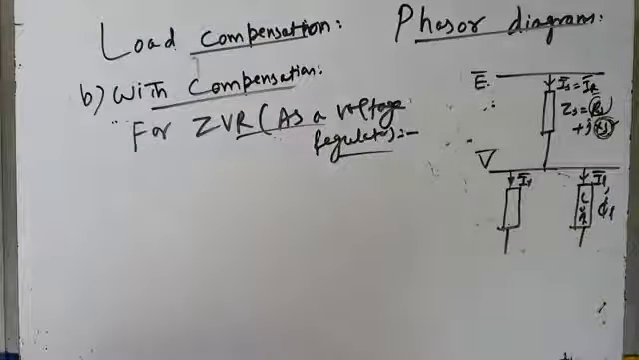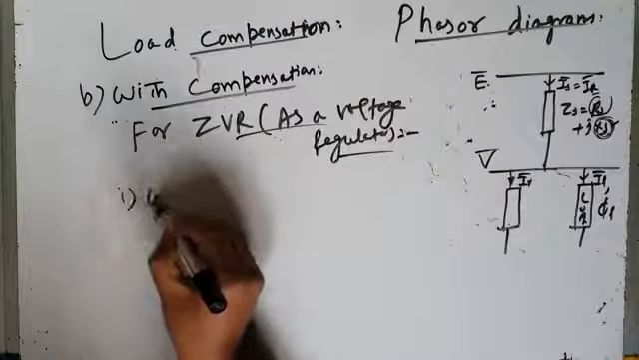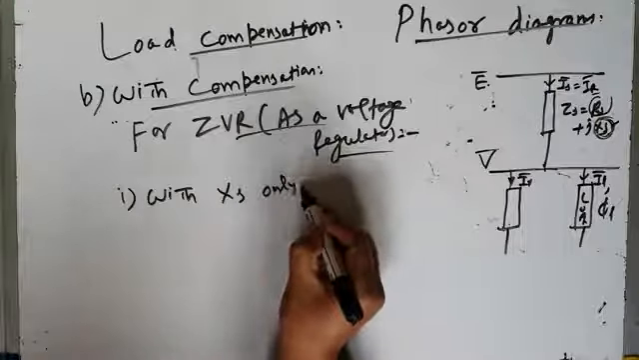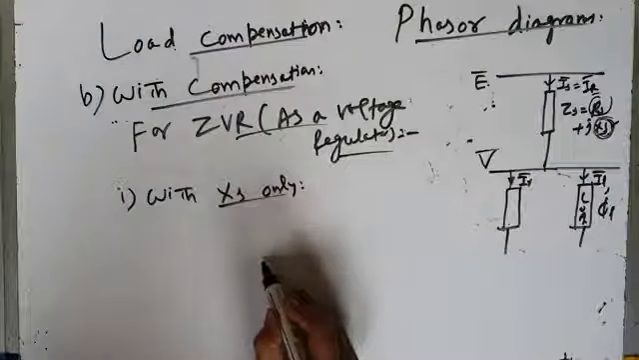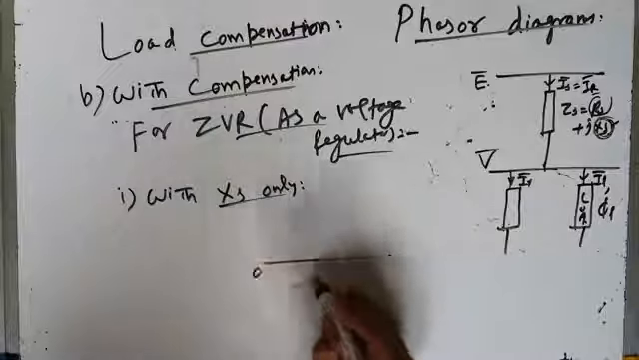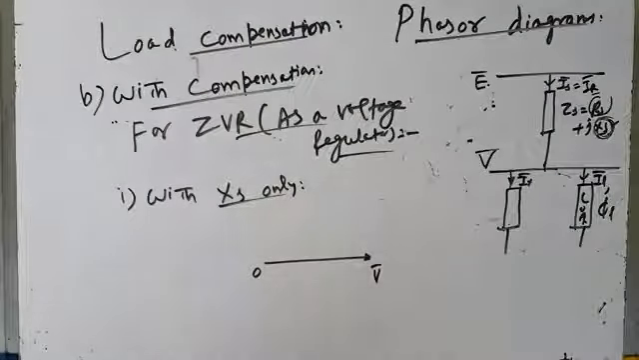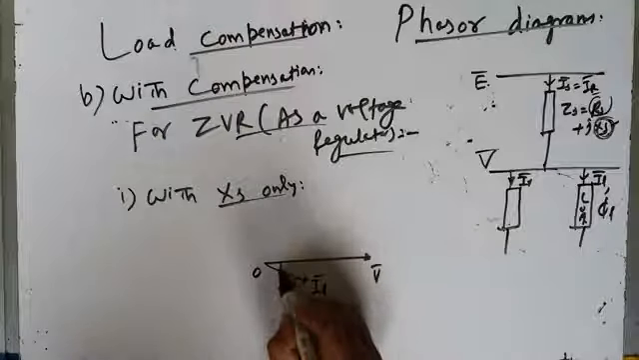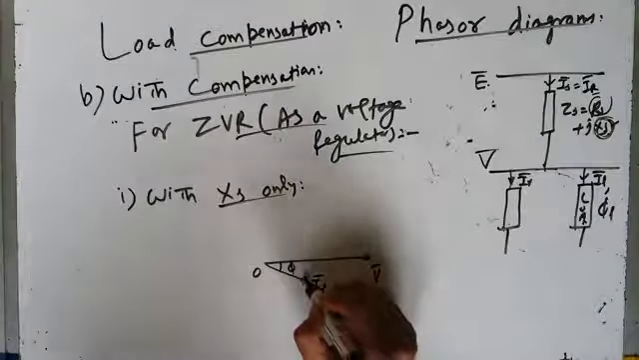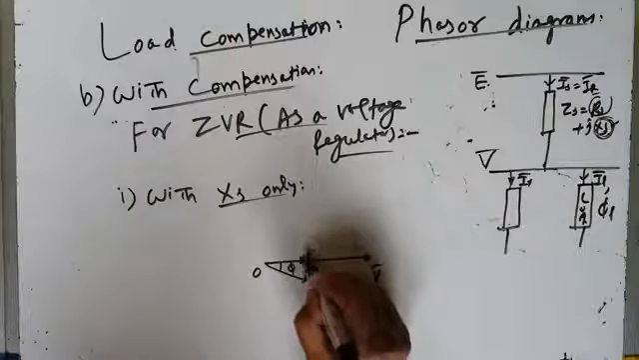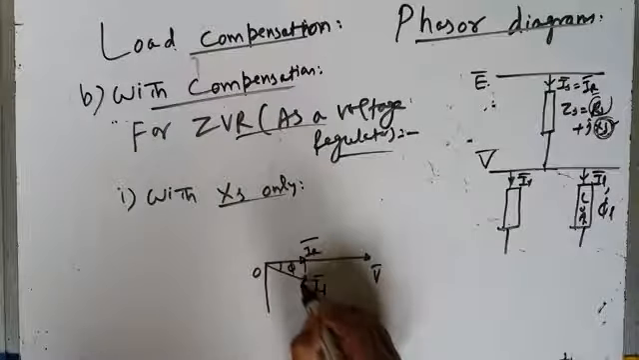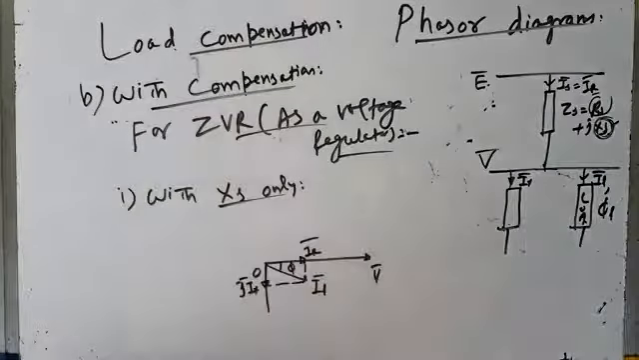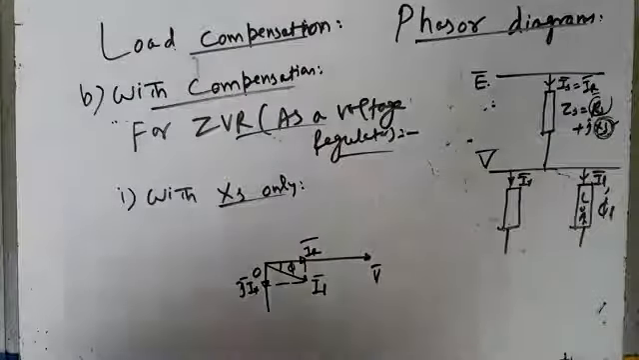Okay. So again, we will first of all take with XS only, that is source reactance only. With source reactance, let me draw the phasor diagram. So this is load bus voltage V. This is load current IL at a power factor angle phi. This is the in phase component of current IR. This is the quadrature component of current JIX. Right?